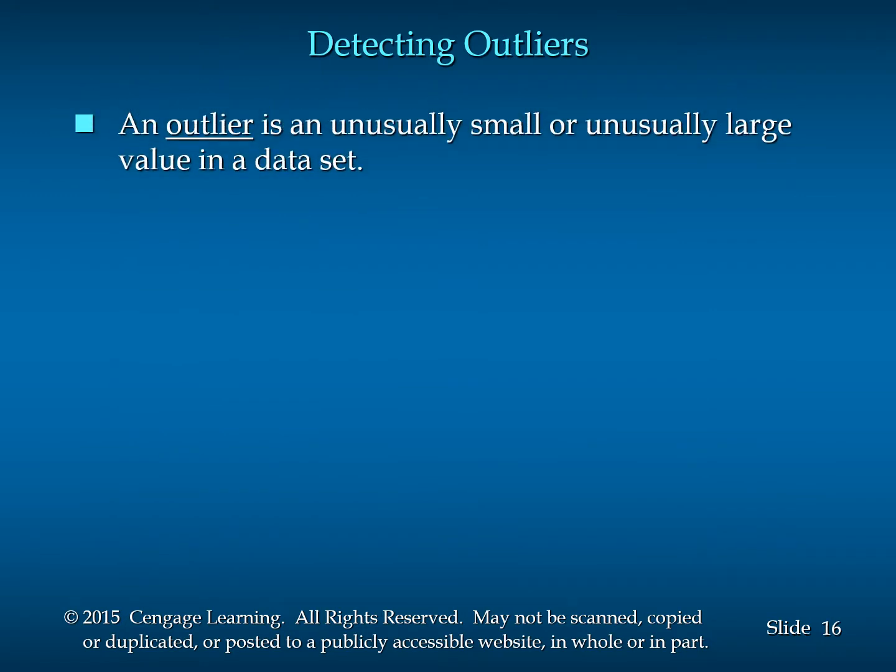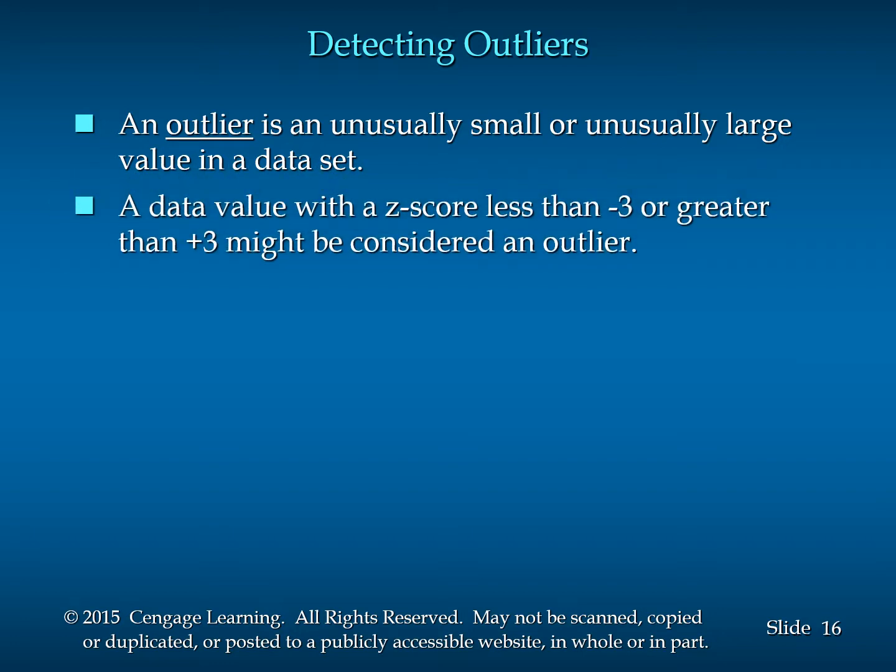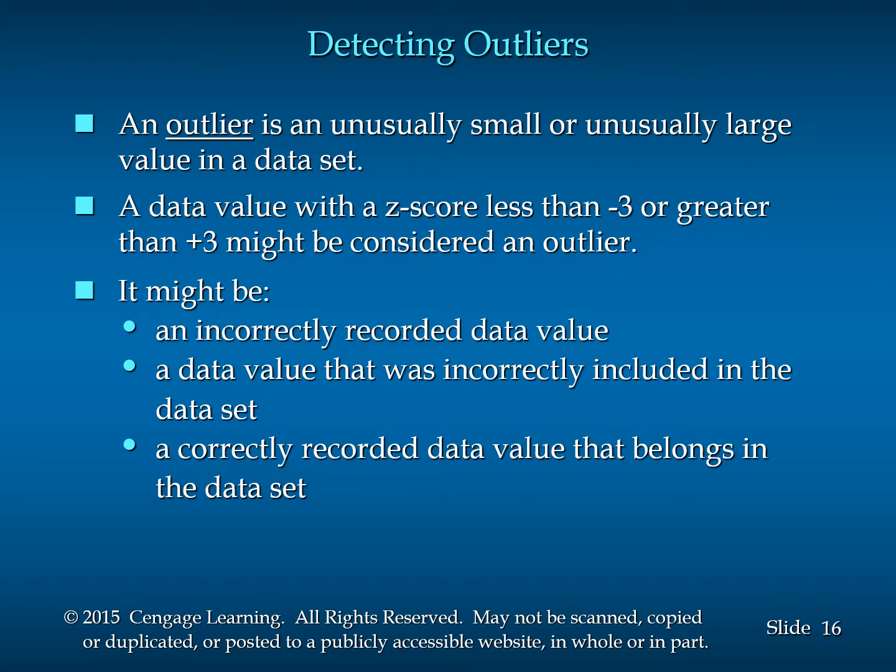If we know the z-score of any data value in a distribution, there is a general rule that if that z-score is greater than +3 or less than -3, we can consider that data point to be an outlier. An outlier could be incorrectly recorded, something which didn't belong in the data set, or some extreme value which we may want to eliminate from study.